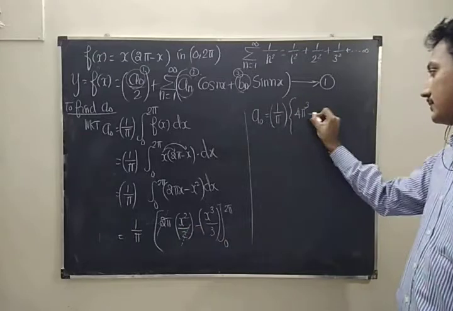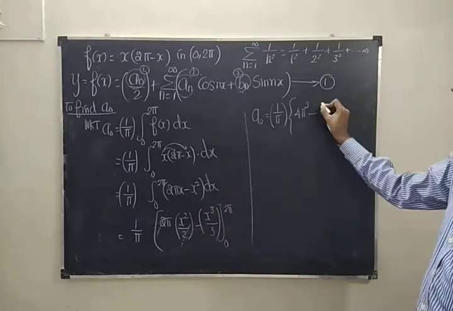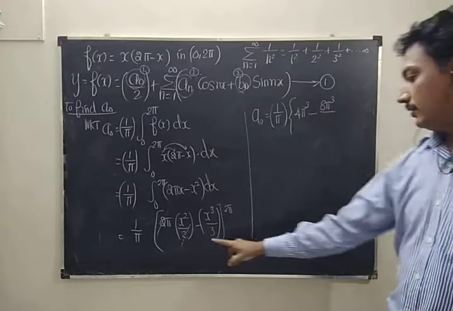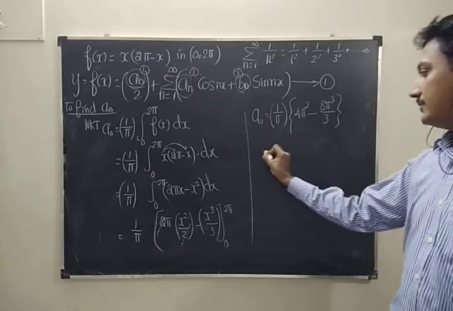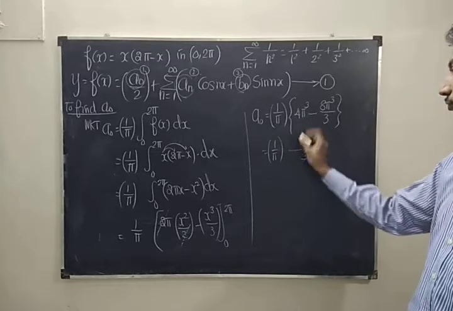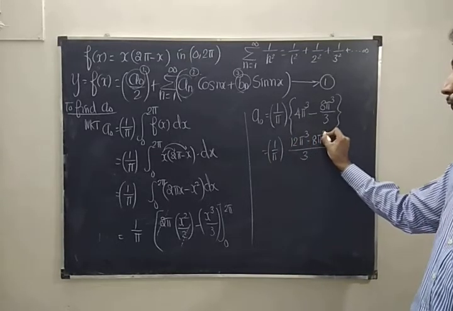Minus x power 3, so 2 pi whole power 3 is 8 pi cube, divided by 3. Let us take the 3 as LCM. So 1 by pi times, 3 into 4 is 12, so 12 pi cube minus 8 pi cube.